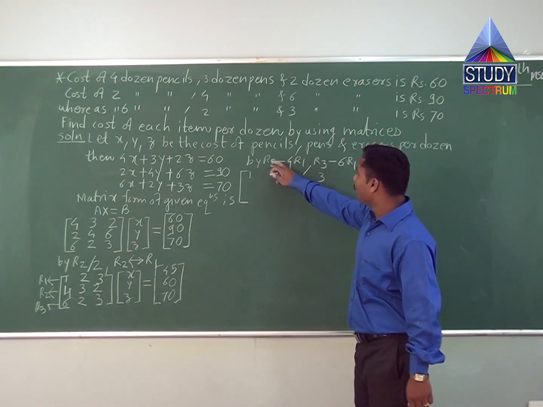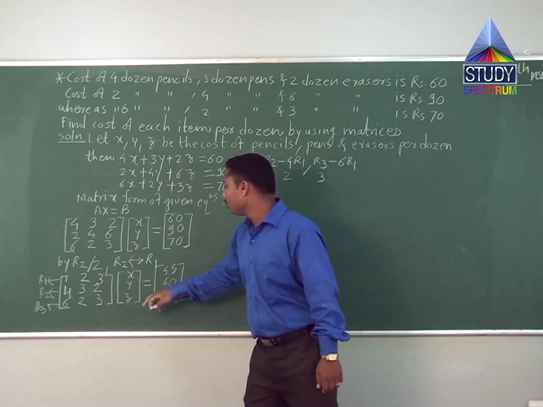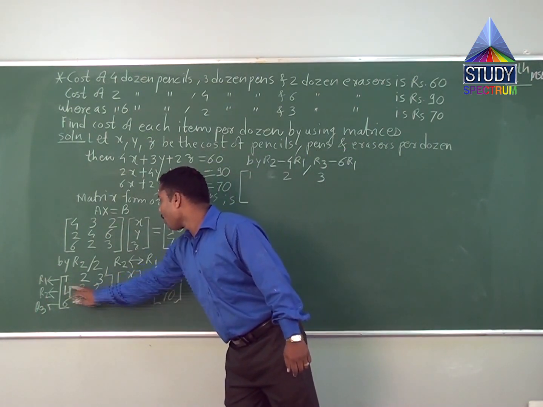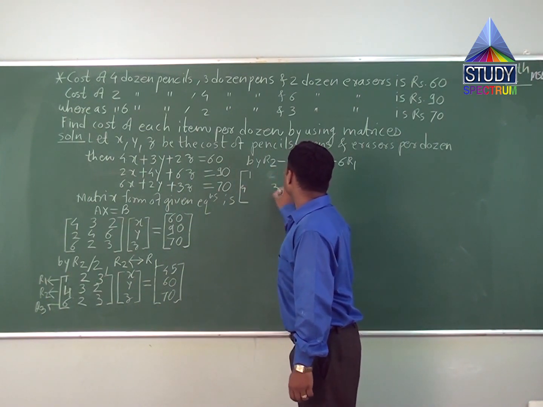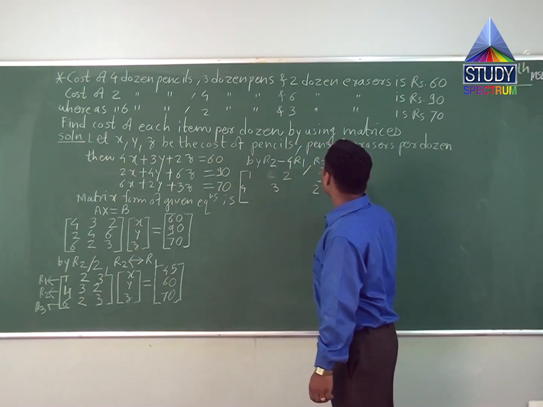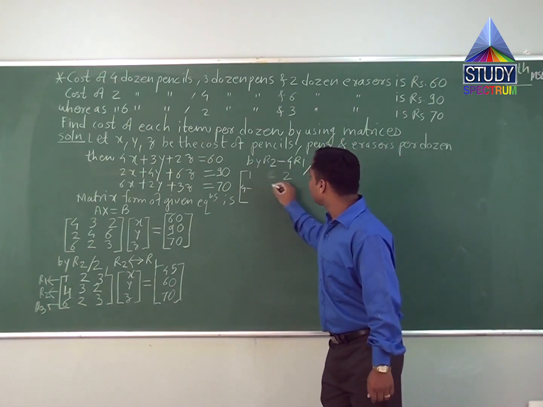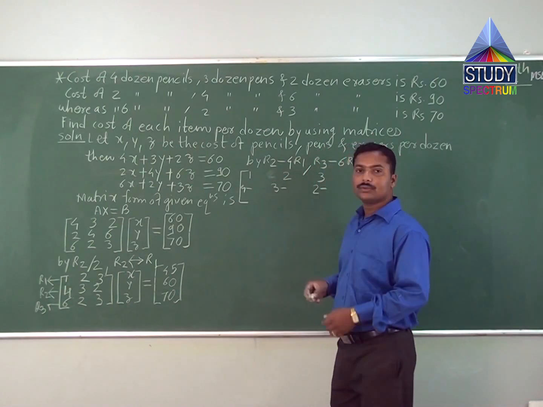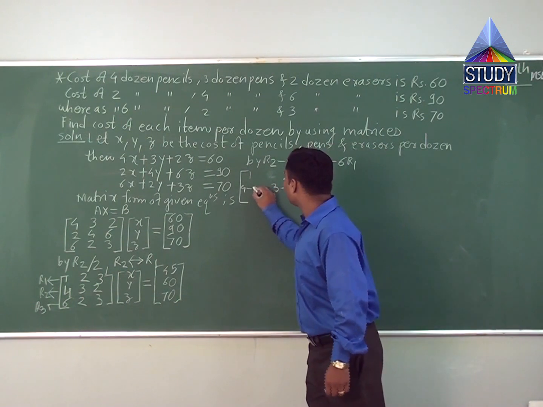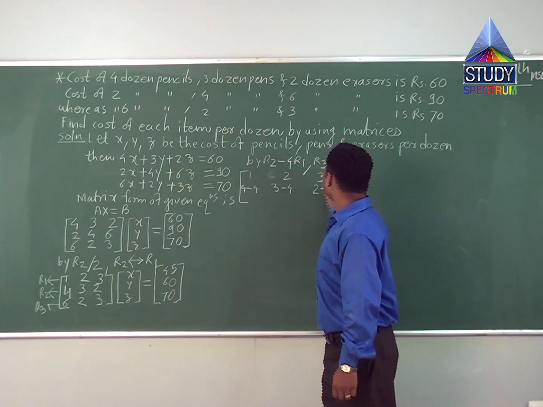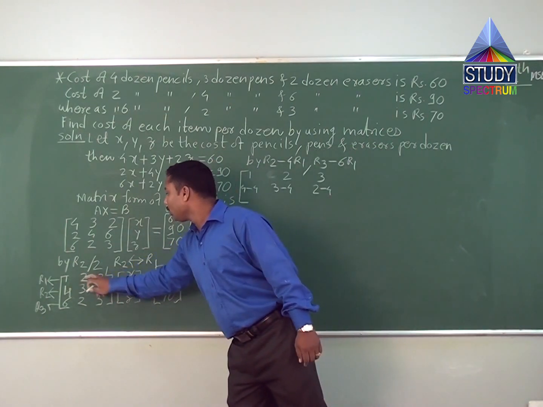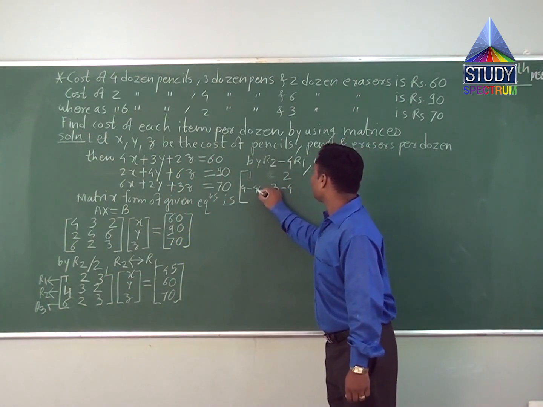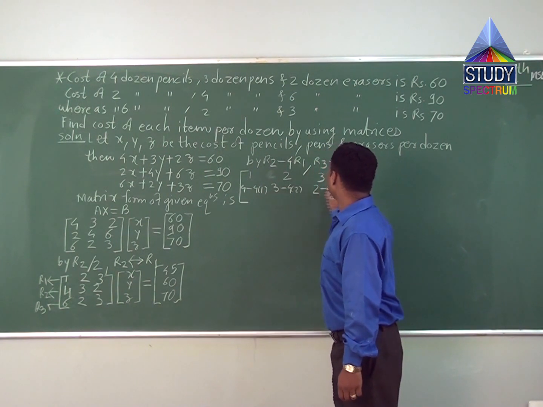So R2, first write R2. What is R2? Here is R2: 4 3 2. Here is a minus sign, so write minus minus minus. Here is a 4, so write 4 4 4. R1 means 1 2 3.